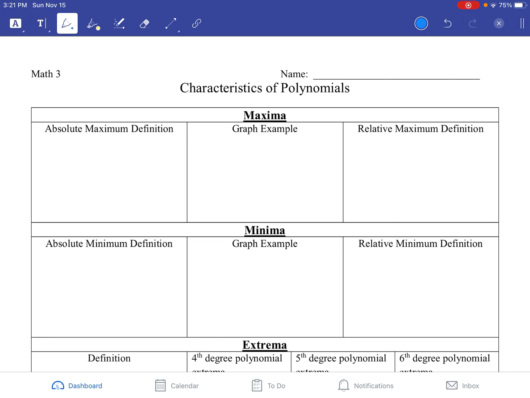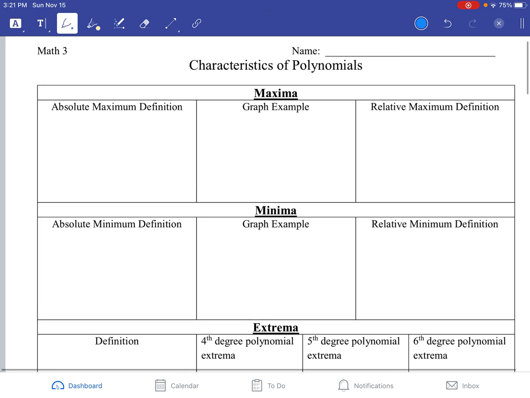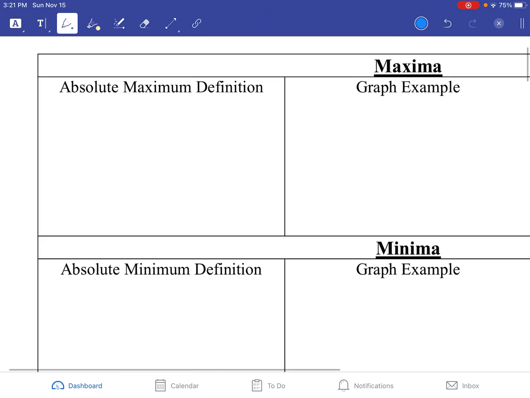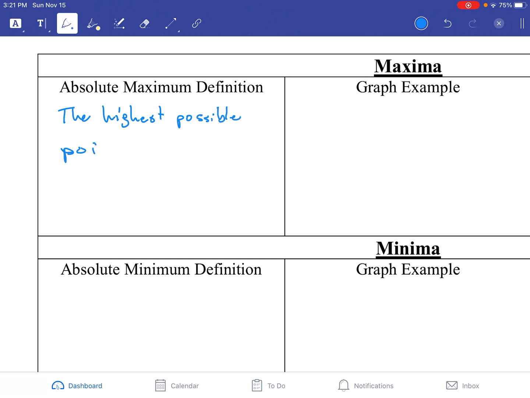All right, there are two types. There's an absolute maximum and a relative maximum. All right, let's look at the absolute first. So it is the tallest or the highest possible point on the graph. Now there are limitations to what a maximum can be, okay? And we're going to show you that when we get to the graphing part of this. So just keep that in mind, the highest possible point, okay?